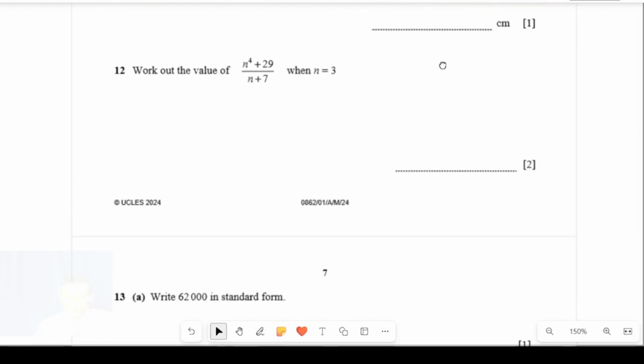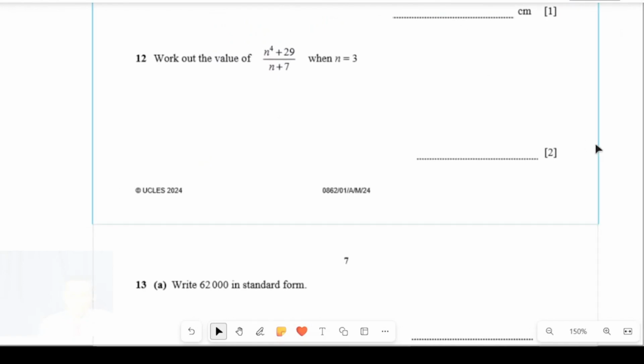Okay, so let's go to question 12. Very good. Question 12 had to do with power. So we're asked to substitute, work out the value of n raised to power 4 plus 29 divided by n plus 7 when the value of n is 3. So anywhere you see n, replace it by 3. So this will be numerator 3 raised to power 4 plus 29 all over 3 plus 7.